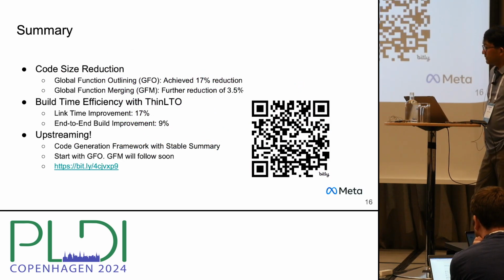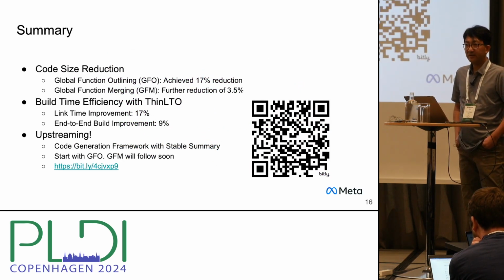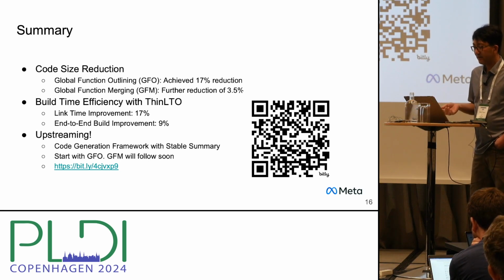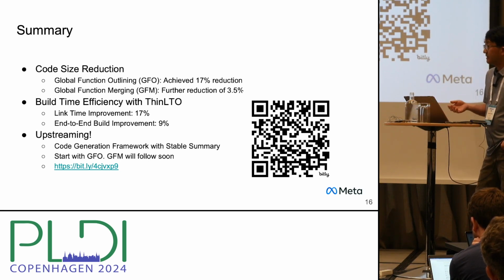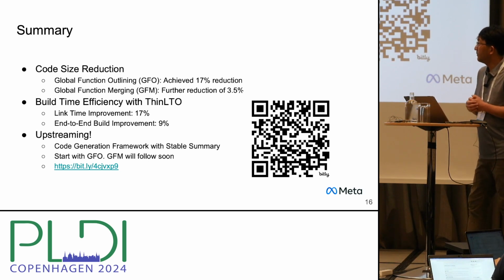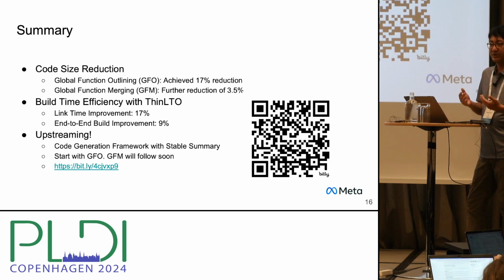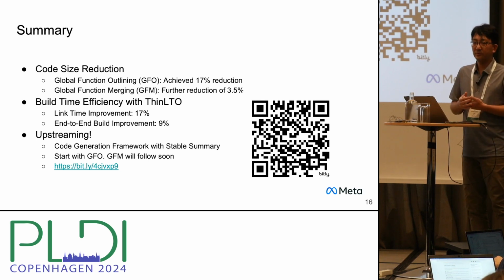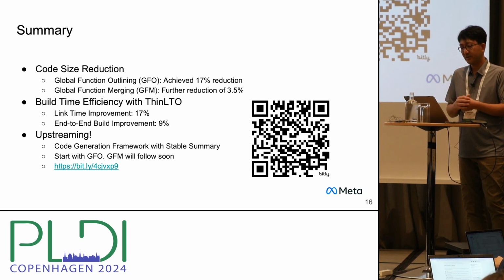So to conclude, I've demonstrated the effectiveness of our global merge function and also global function outliner that can significantly save app size by up to 20% when combined. I've also shown that our cross-module transformations can be applicable to separate compilation environments.